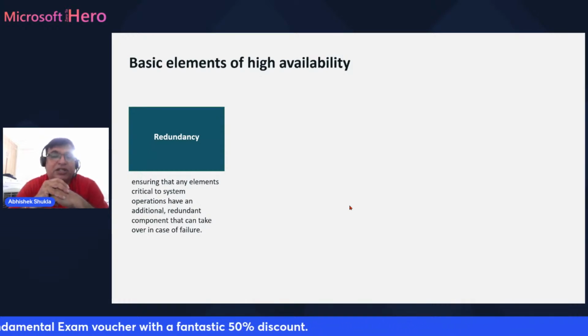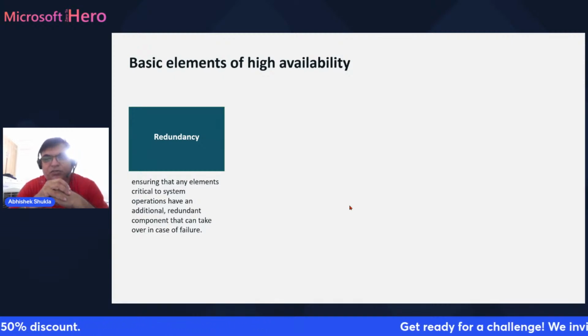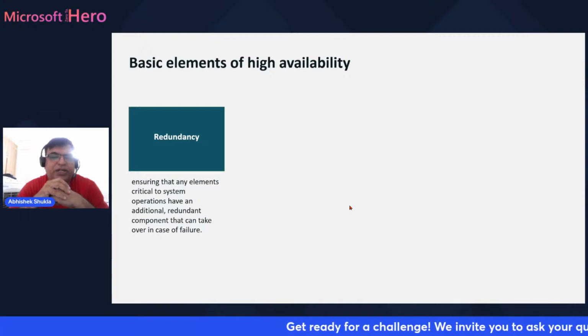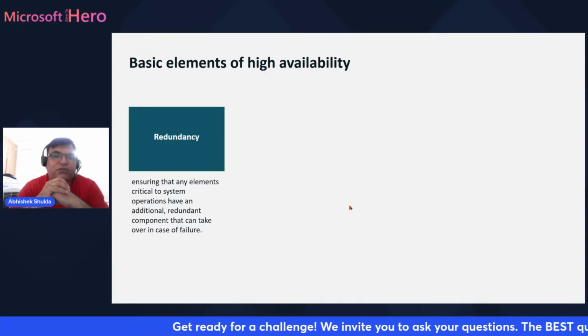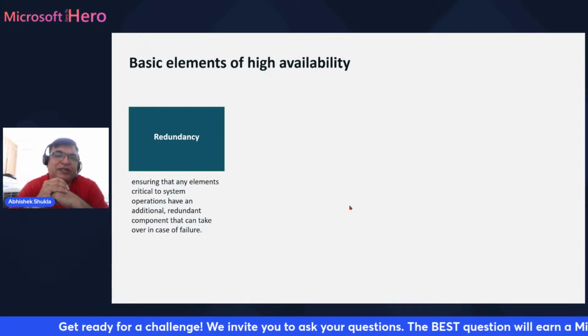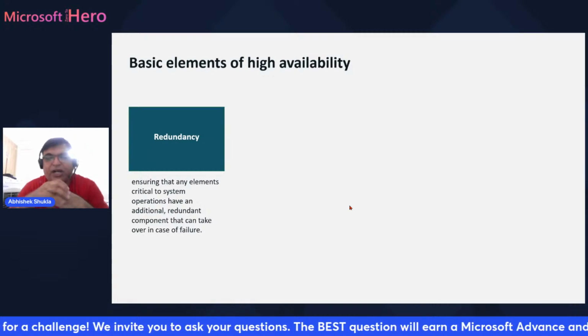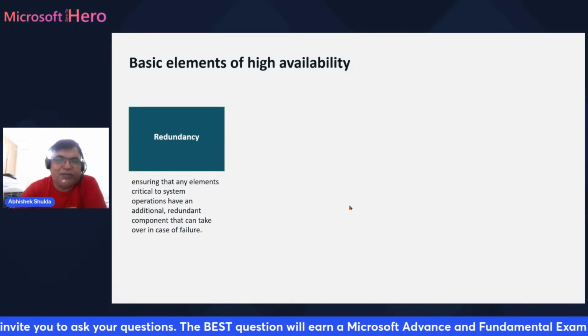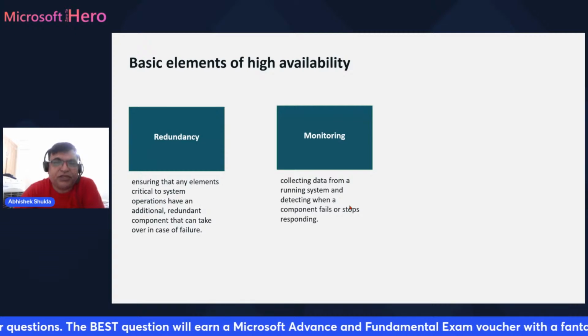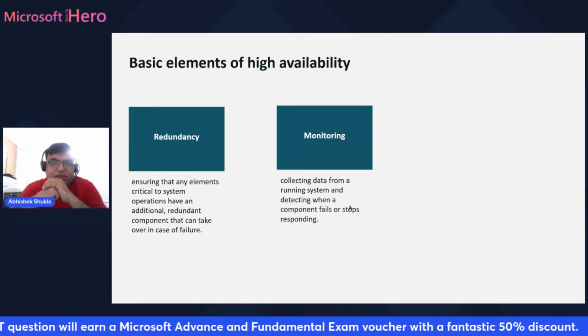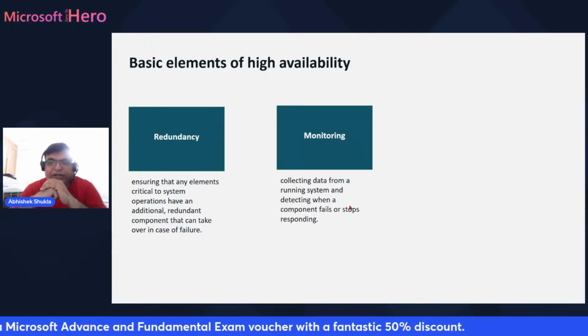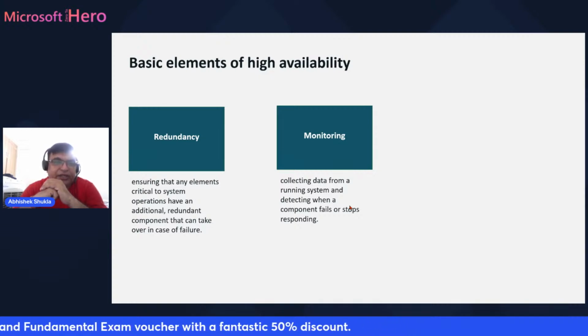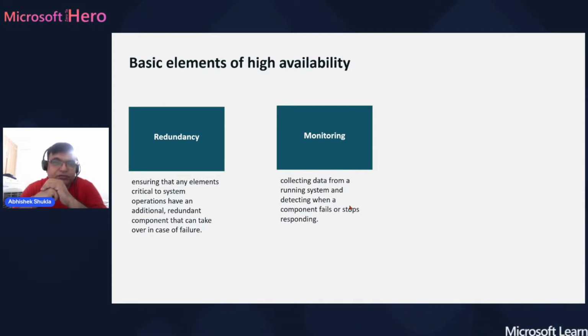If your solution consists of, say, a virtual machine, instead of just using one virtual machine, you should think about more than one virtual machine. So redundancy is a basic element for high availability. The second element which we have is monitoring. Something is going down or something can go down. You need to detect this by leveraging the various monitoring solutions.